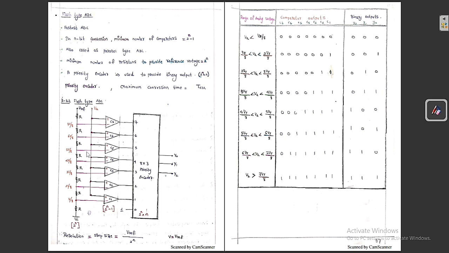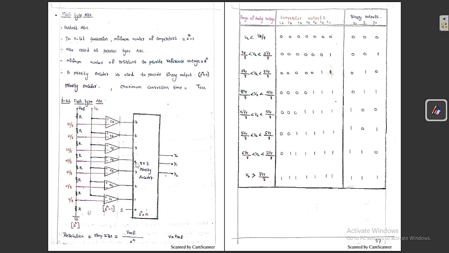Similarly, whenever VA lies between 4V by 8 to 5V by 8, then C1, C2, C3, C4 are activated, but not the remaining 3. So out of these, these outputs are 1, but not this one.